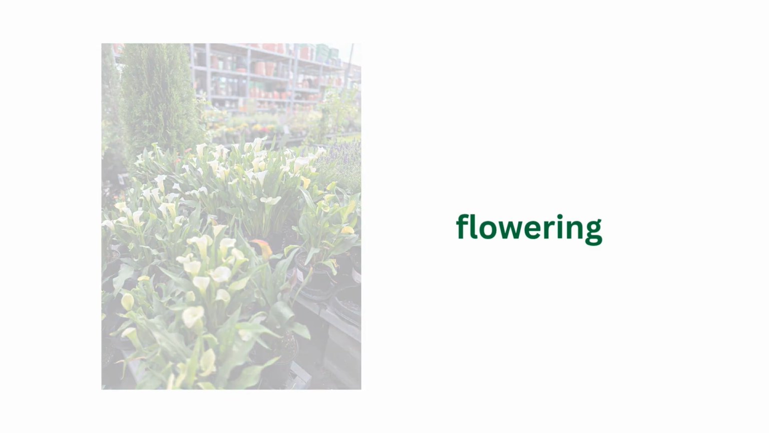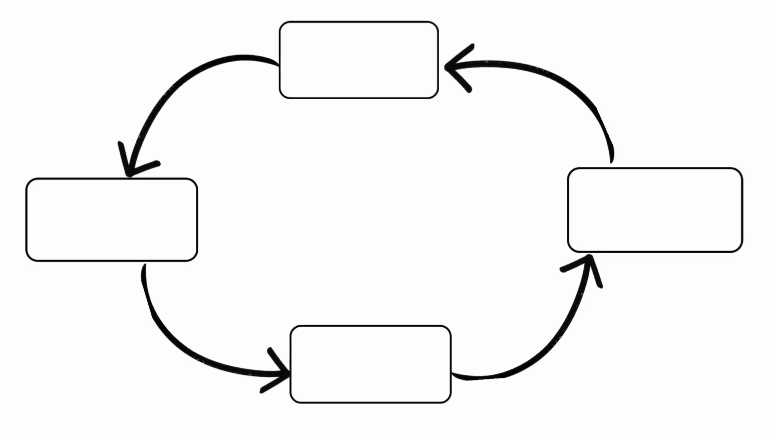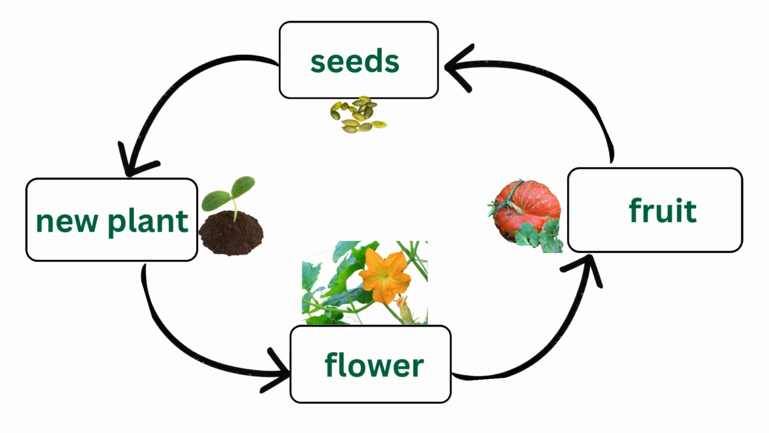Flowering. Question number 2. The diagram shows the life cycle of a flowering plant. Use the words in the box to help you label the diagram. Flower, new plant, seeds, fruit. The seeds become new plant. The new plant produces flower, and the flower produces fruit.